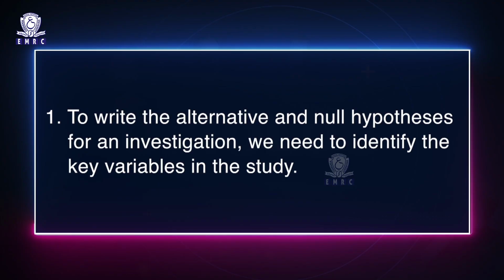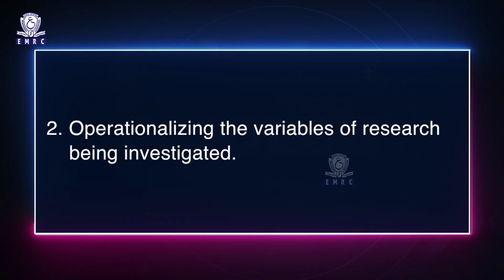Let us now understand how to go about framing hypothesis. The significant steps in framing hypothesis are: firstly, to write the alternative and null hypothesis for an investigation, we need to identify the key variables in the study. The independent variable is manipulated or modified by the researcher, and the dependent variable is the outcome which is measured.